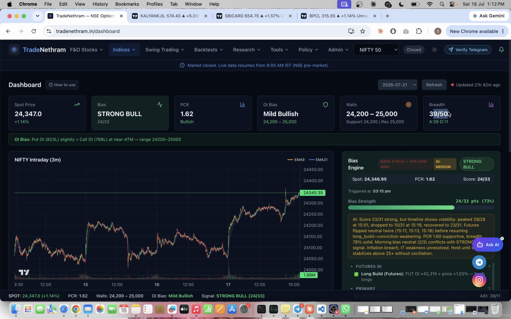Breadth is how many stocks are moving in the favor of the same direction. So 39 out of the 50 stocks available in the Nifty 50 are moving in the same direction as our bias. The Nifty spot price is dependent on all these 50 stocks, so that is one of the main pieces of information required for signal generation.